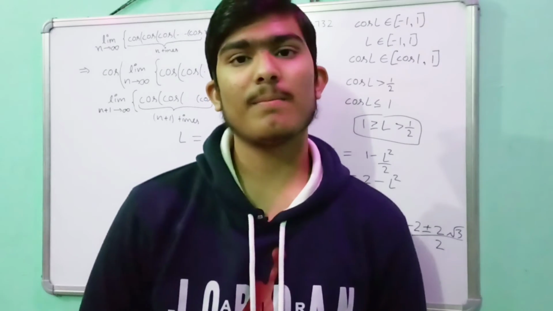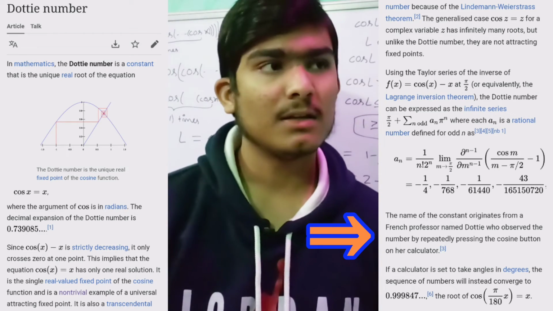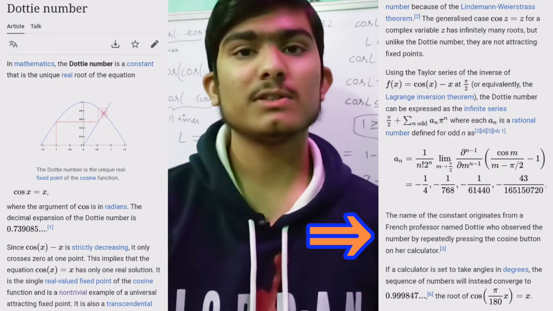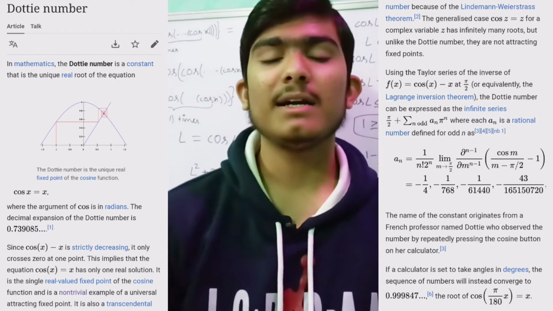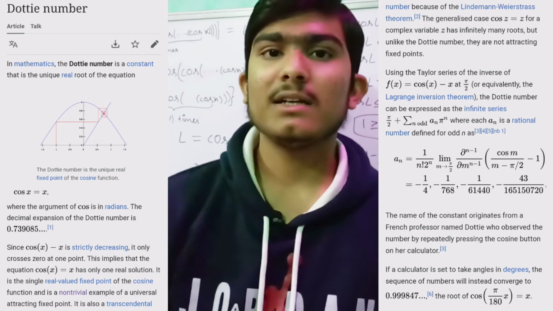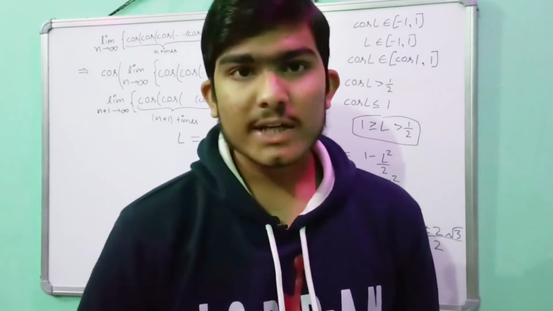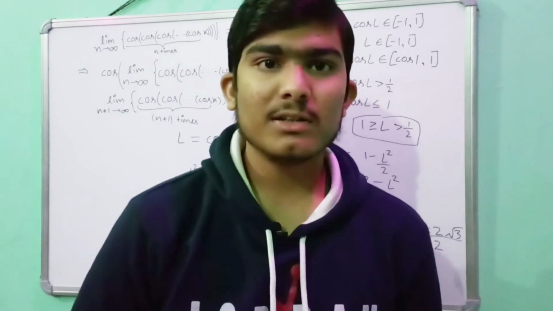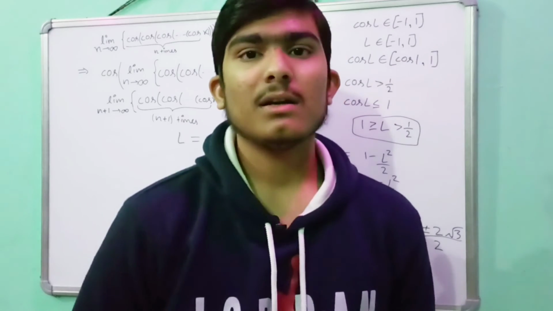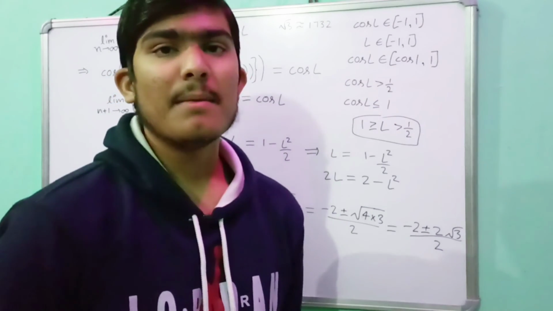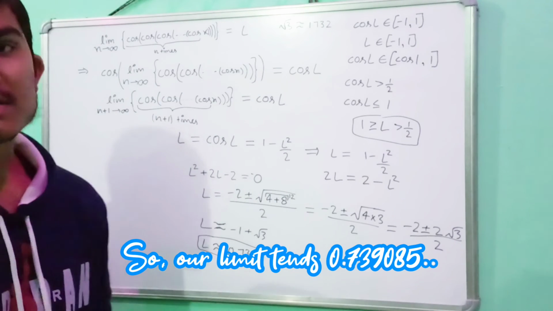This constant is famous by the name of Dottie number. There was a professor named Dottie, and she accidentally found this constant after repeatedly pressing the cos button on her calculator. So that problem originated from here. The constant is named the Dottie number, and it was found accidentally when she was randomly clicking the cosine function on her calculator. She observed that taking cos many times of any x, there will be a number at which it finally settles.